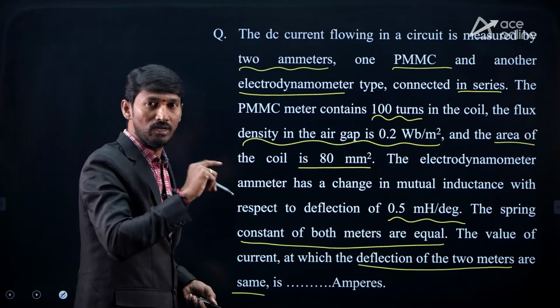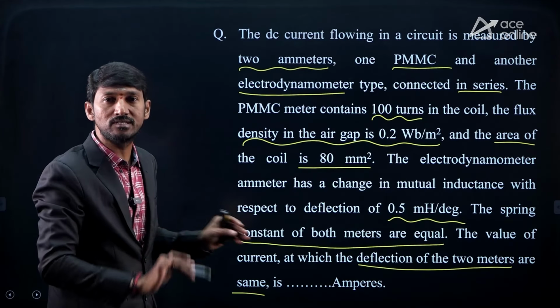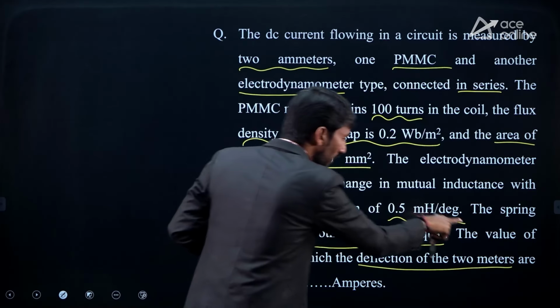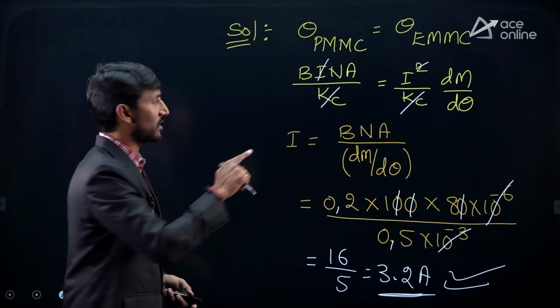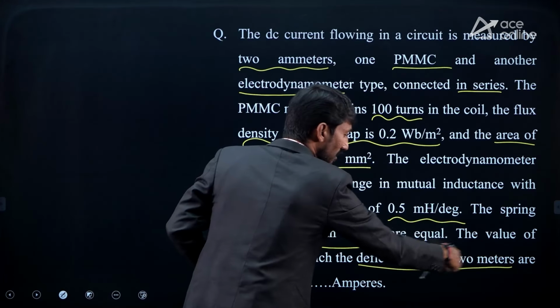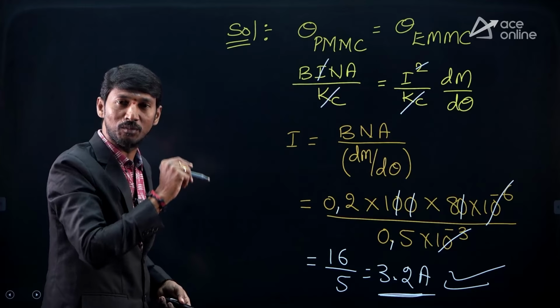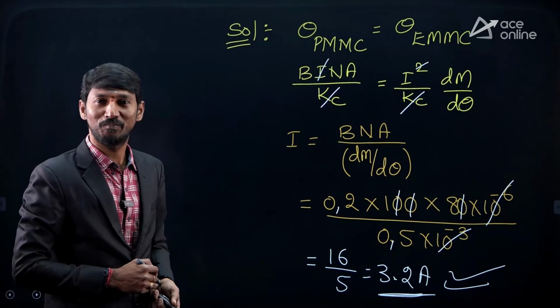That's why I told in the class, I repeatedly say that if the question is lengthy, don't skip it, right? Just go through the data. Some hint will be there. Kc is equal, theta is equal. From that only you have to start. So see, the last line should be the starting step in the solution. In that way, read the complete question compulsorily. Answer will be 3.2 amperes, right?